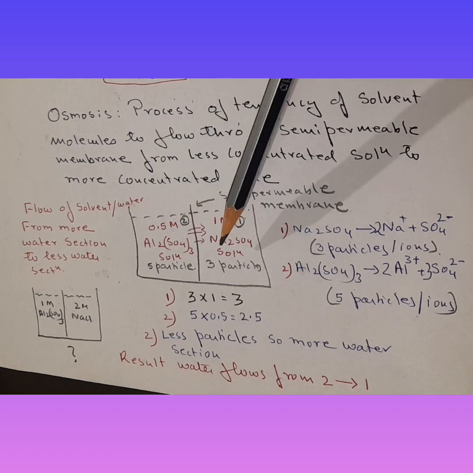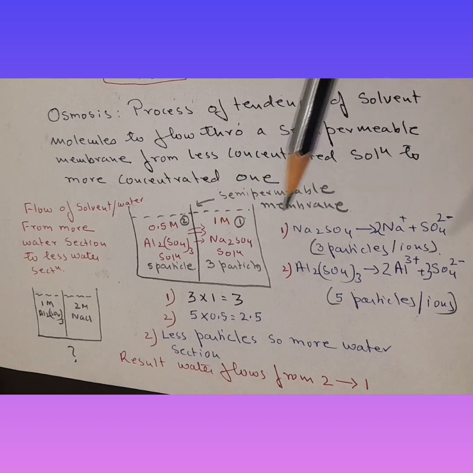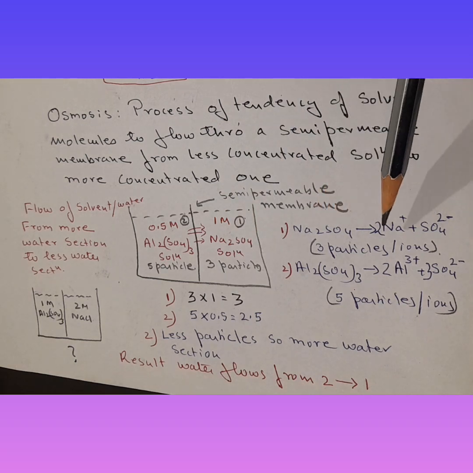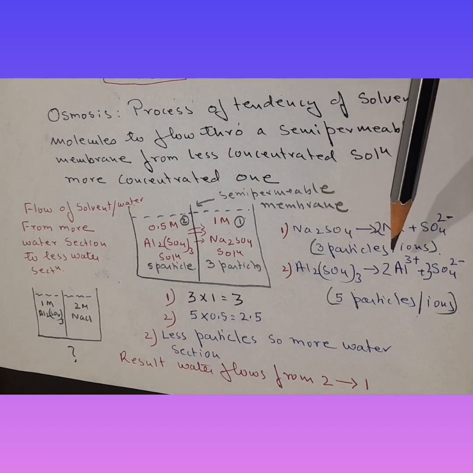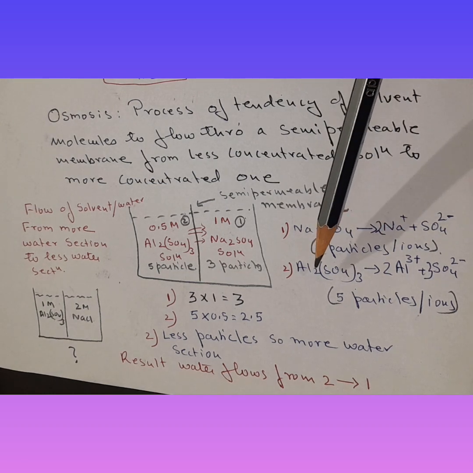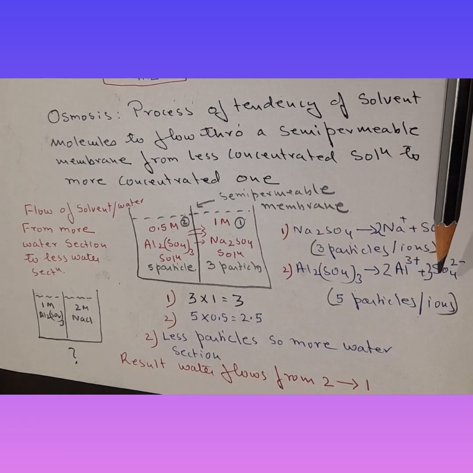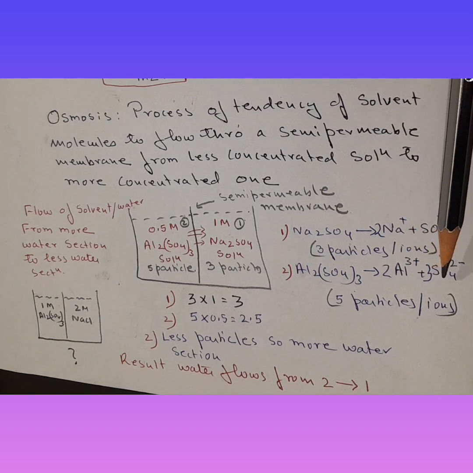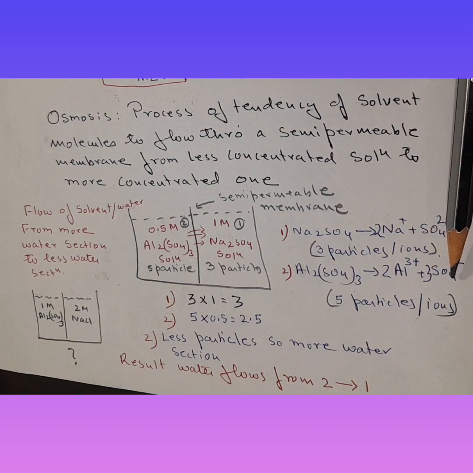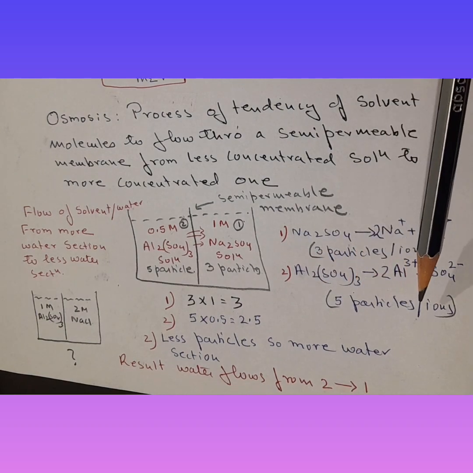You just have to first find out the number of particles. Now Na2SO4: when you talk about sodium sulfate, there are 2 of Na plus and 1 of sulfate, so there are 3 particles or ions. When we talk about aluminum sulfate, it dissociates into Al3 plus and SO4 2 minus, 2 of aluminium and 3 of sulfate. So 2 plus 3, 5 particles are ions.